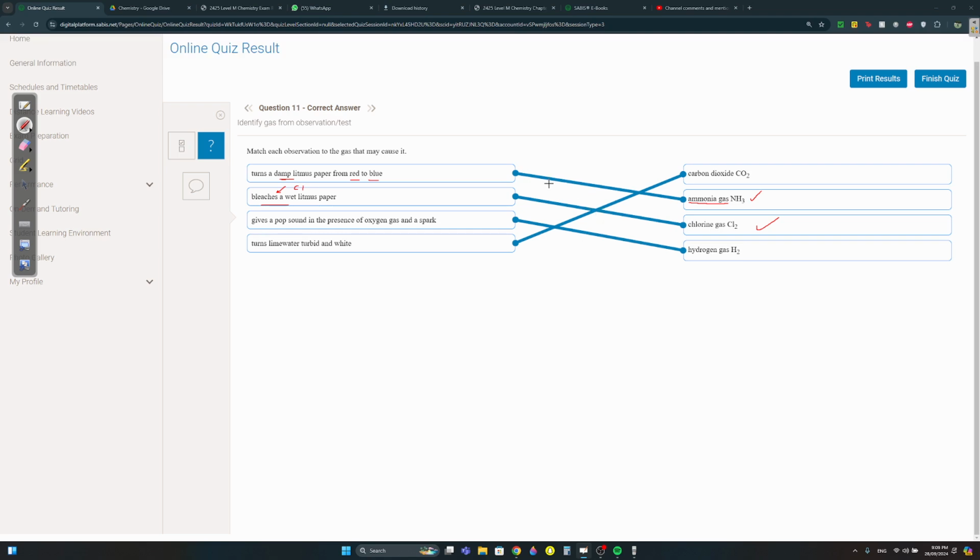In Arabic, we call it chlor. That's why I remember it. Gives a pop sound. Okay, hydrogen, right? Hydrogen, always memorize. Turns lime water. Anytime you see lime water, carbon dioxide. Turbid and white. Turbid, yani creamy. Okay.